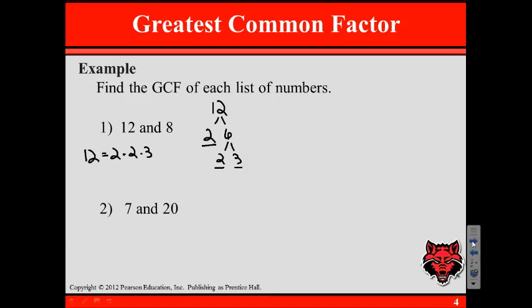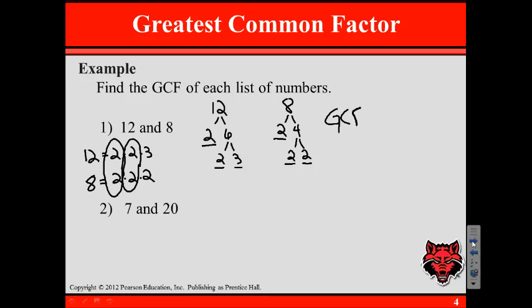Let's do the same thing with 8. 8 divided by 2 is 4. 2 is prime. 4 divided by 2 is 2. And 2 again is prime both times. So the prime factorization of 8 is 2 times 2 times 2. Once we look at the prime factorizations, we look to see what factors each number has in common. They have one factor of 2 in common, and they also have another factor of 2 in common. So we take each factor of 2 that 12 and 8 have in common, and we multiply those together to find the GCF. So the GCF in this case would be 2 times 2, or 4.